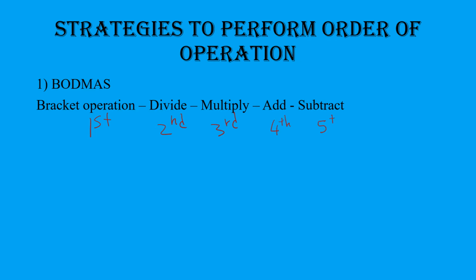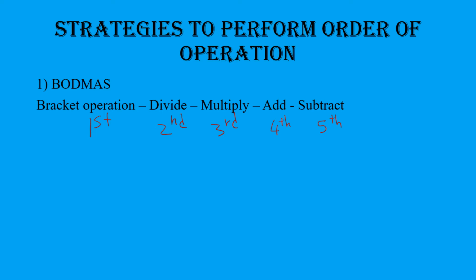So if we have a question and all these operations are in play, the order that we follow is this. First, we do the bracket. Secondly, we divide, if there is any division present. Thirdly, we multiply. Fourthly, we add. And last, if there is anything to do, we subtract.